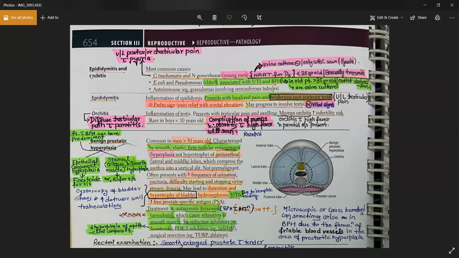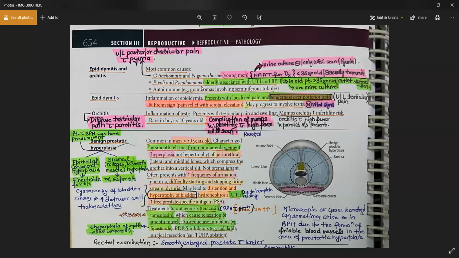So whenever you see a discharge in a young patient, along with the epididymitis features, you will think about chlamydia and Neisseria. When you see only the features of epididymitis, no discharge, in old age patients, that means this could be a case of E. coli or Pseudomonas.